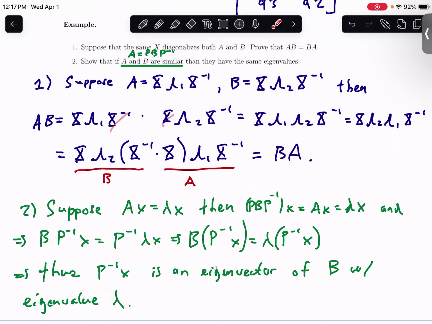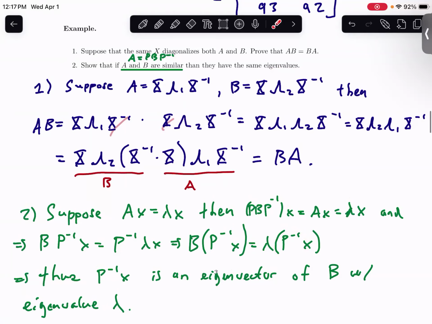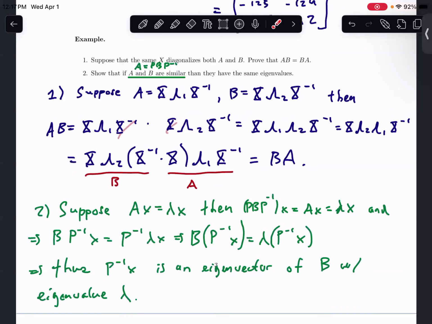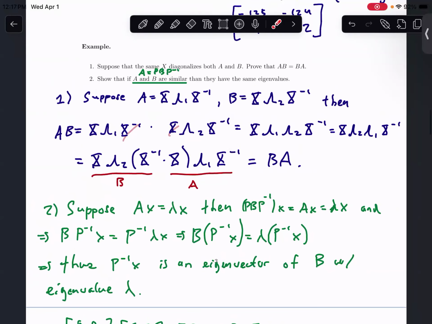I didn't say anything about the eigenvectors though, right? The eigenvector ended up changing. We went from x to P inverse times x. So the eigenvector is changing, but the eigenvalue is still lambda. So the eigenvalues are preserved, but the eigenvectors could change whenever you have two similar matrices. Any questions about this one? Problem 2.